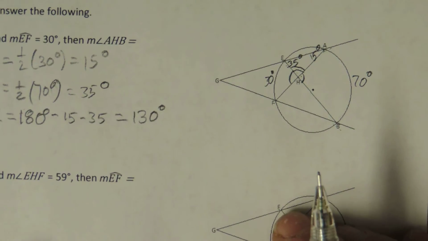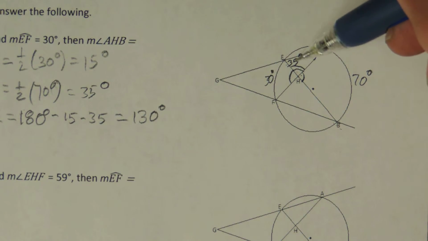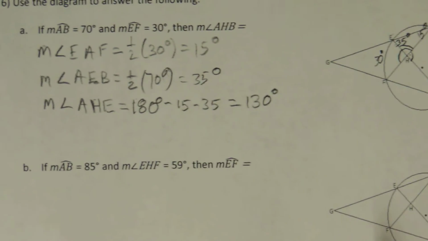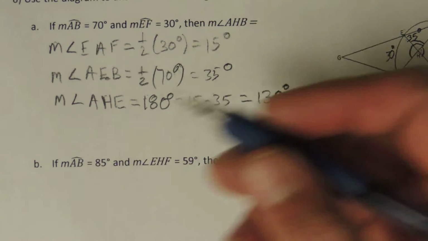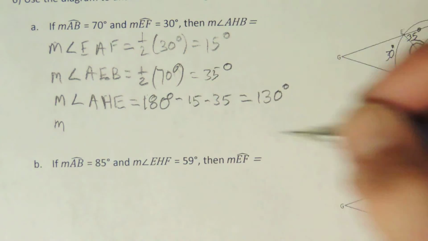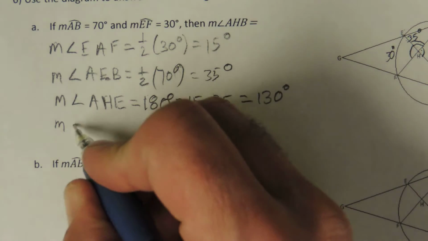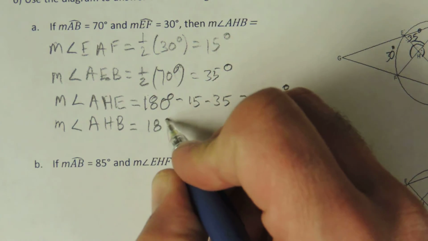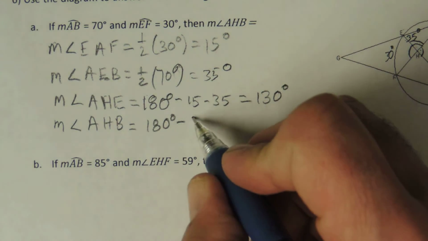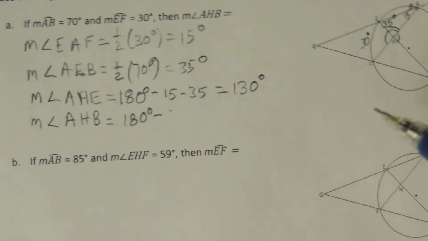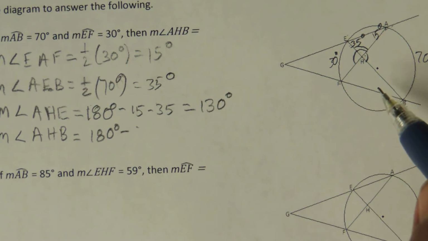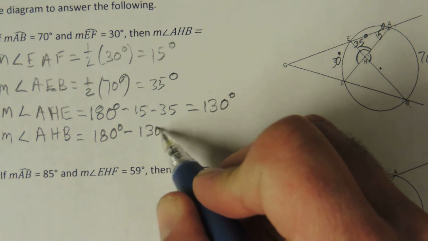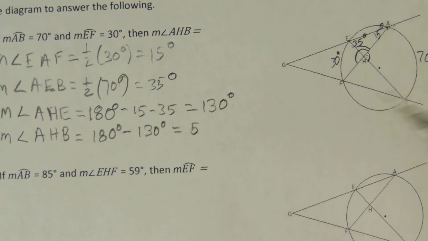And we also talked about linear pairs. Angle AHE and angle AHB form a linear pair. Linear pairs add up to 180 because they form a straight line. So measure of angle AHB equals 180 degrees minus 130 degrees, which equals 50 degrees.